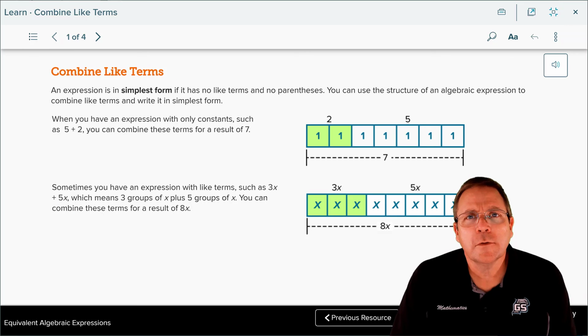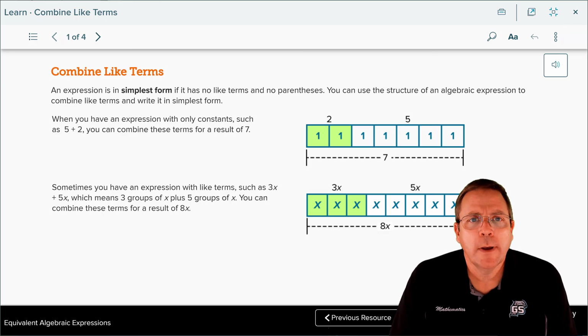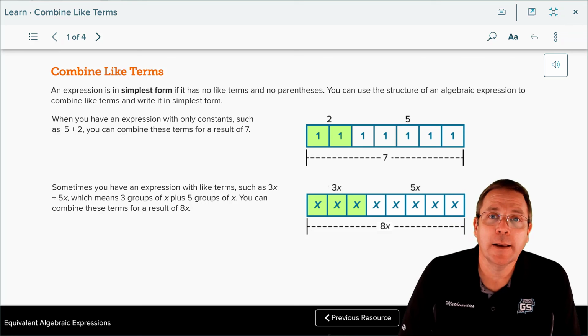I think we're going to end part 2 right now and come back in just a little bit for part 3. I think we're going to have a 4-part video series in this lesson because this is a pretty intense lesson. Come back and watch part 3 where you're going to learn about combining like terms.